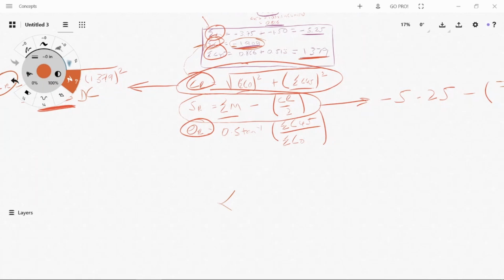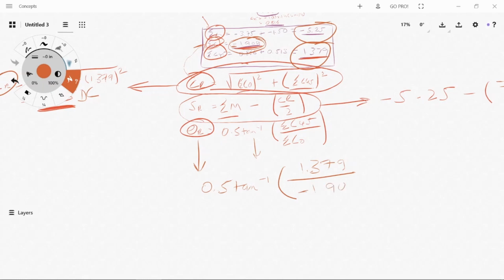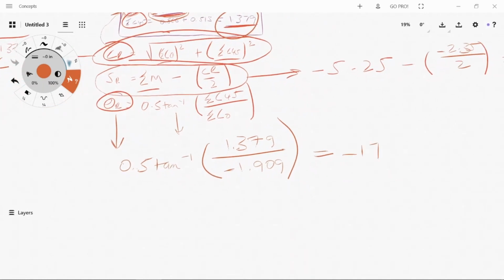Now the final step is to work out the axis. To work the axis out, we just do 0.5 times tan to the minus 1, using this formula here, of the sum of C45, which we worked out here, 1.379, over the sum of C0, which is, sorry, not that one, minus 1.909, this one here. Then popping that into the calculator, that gives me minus 17.921.